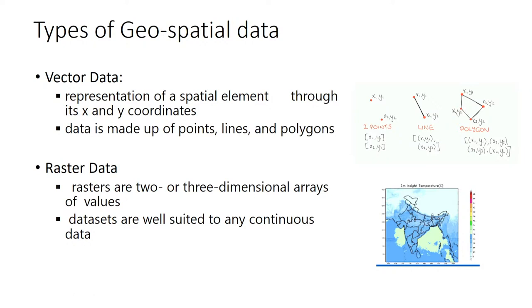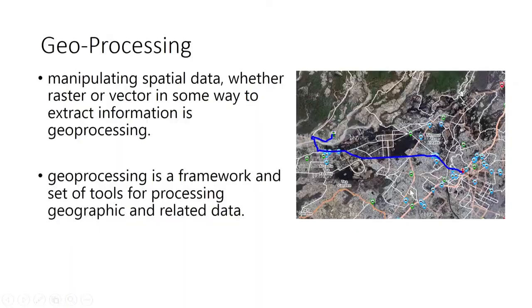Similarly, raster data are 2 or 3 dimensional arrays of values. So these data sets are suited for any continuous data. Whenever your data is in continuous form, like here you can say this is showing the temperature of entire India, temperature is generally a continuous value. So this can be represented using a cell of grids or a matrix, using raster data.